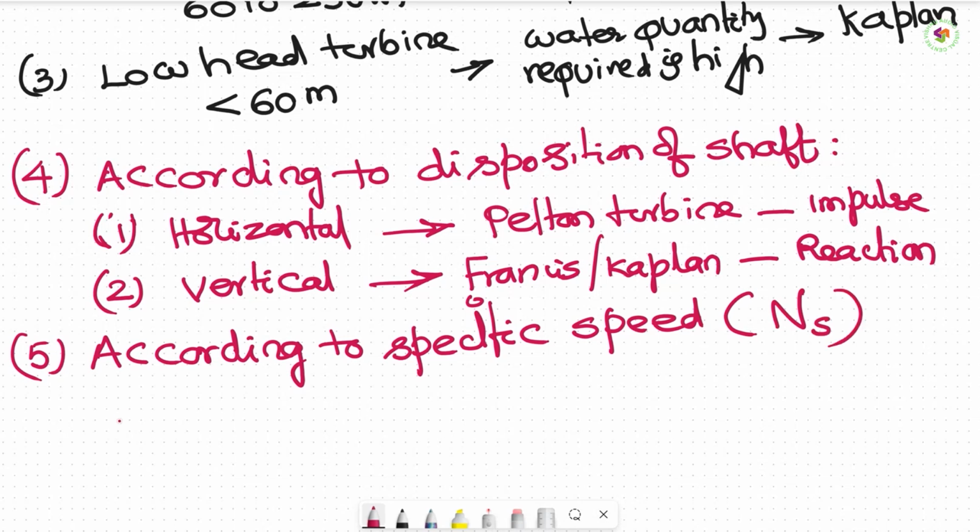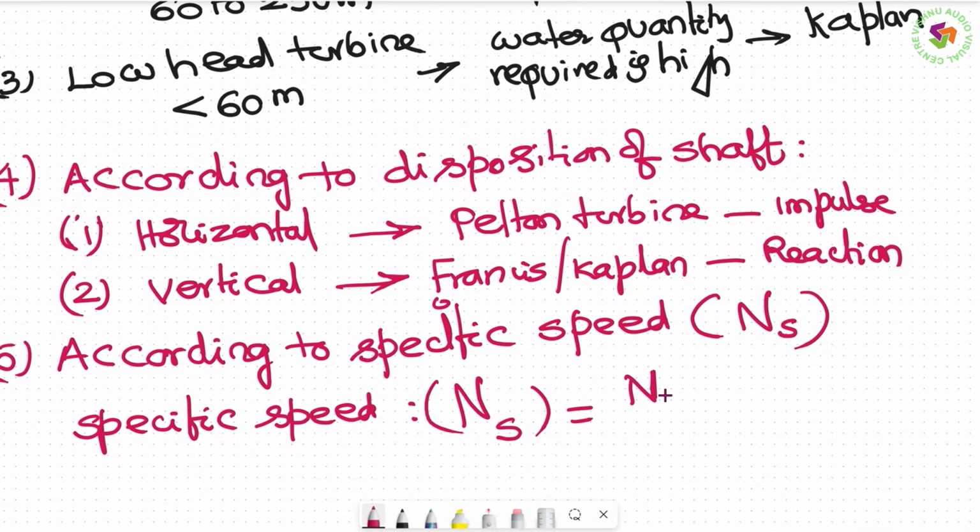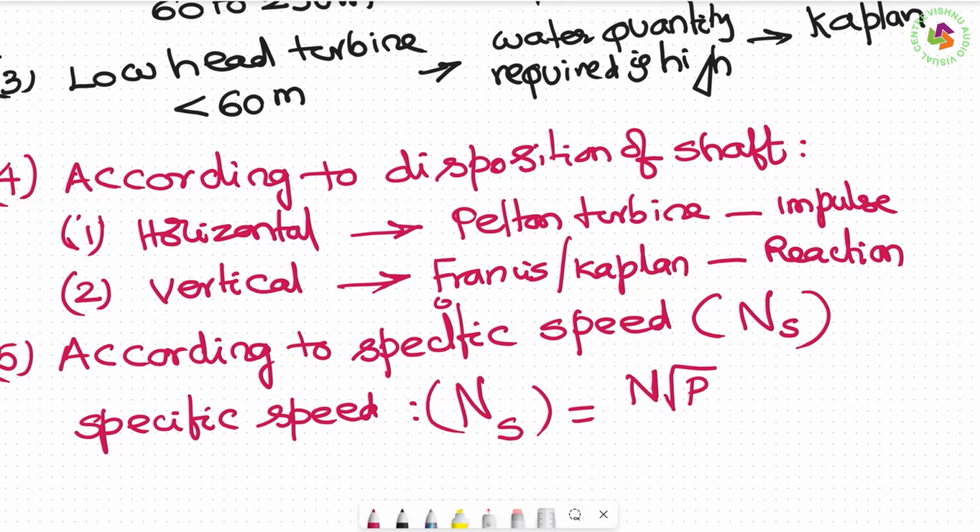Specific speed is denoted by capital N suffix S. It is defined as Ns equals N root P divided by H to the power of 5 by 4. This is how we define specific speed. Ns is the specific speed.